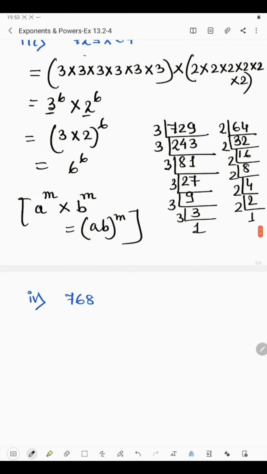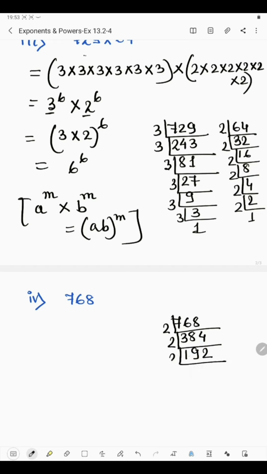Okay. Now in the last part we have 768. So let us find the prime factors first. Since the last digit is an even number, it will be divisible by 2. So 2 3s are 6, 2 8s are 16, 2 4s are 8. Again it will be divisible by 2. 2 1s are 2, 2 9s are 18, 2 2s are 4.